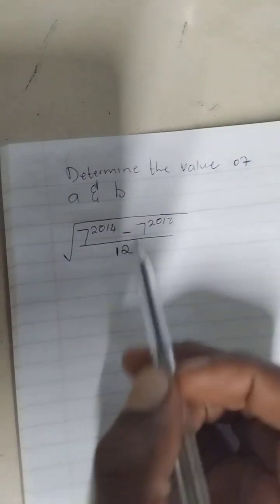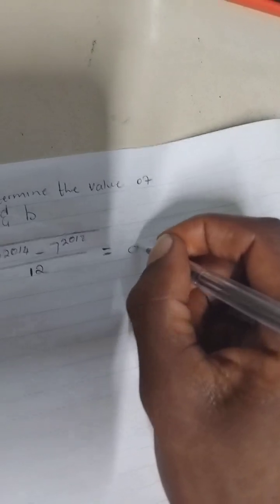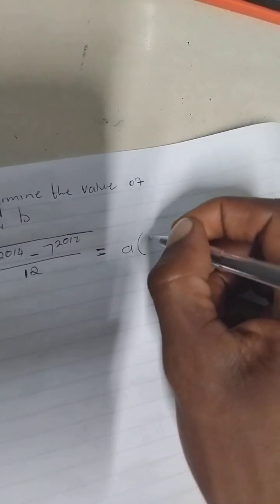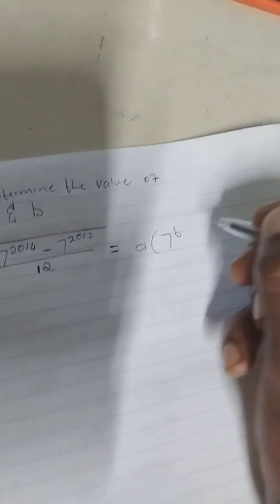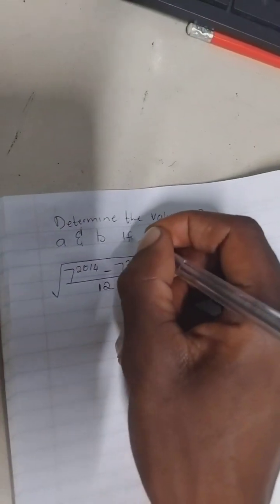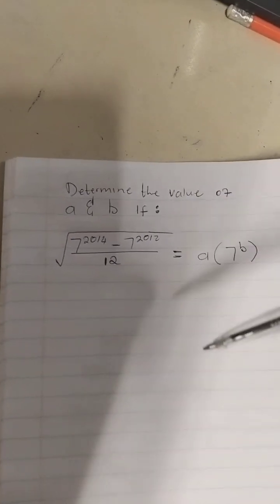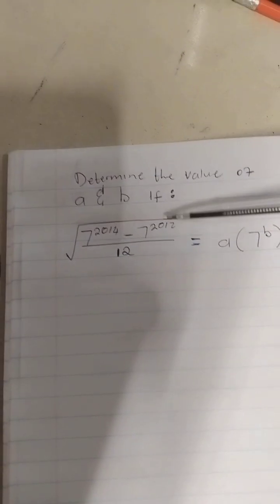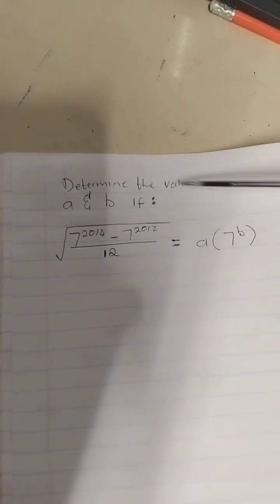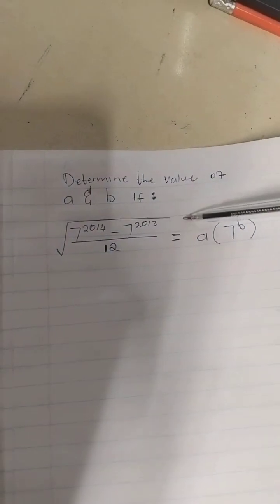And if this is equal to a and 7 over b. Now they want the value of a and b if... math is the language, guys. Determine the value of a and b if the square root of the fraction.